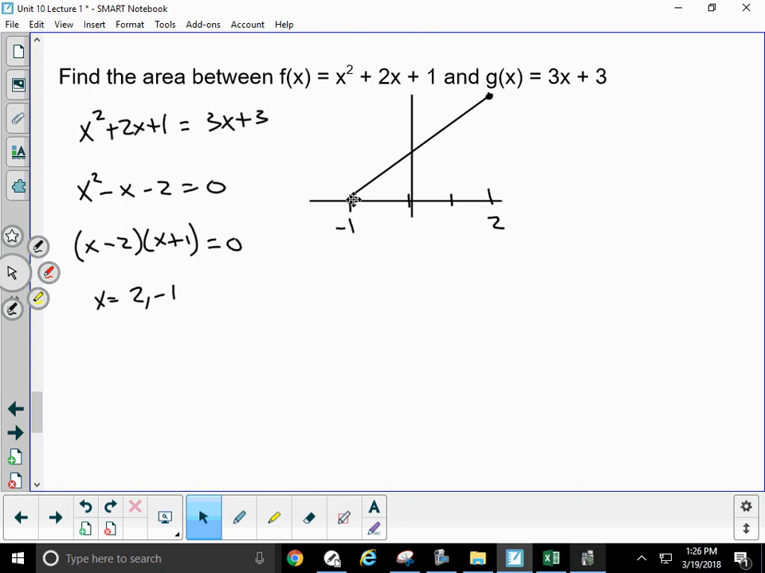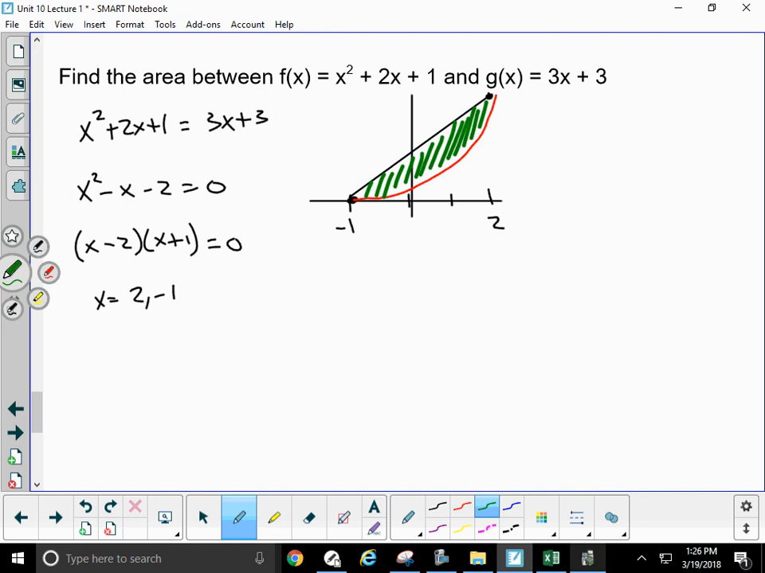Or you plug in 0. If I plug in 0, I get 1 instead of 3. Multiple ways to know that your parabola is under your line. Knowing the parabola is under your line, you know the top is the line, the bottom is the parabola.